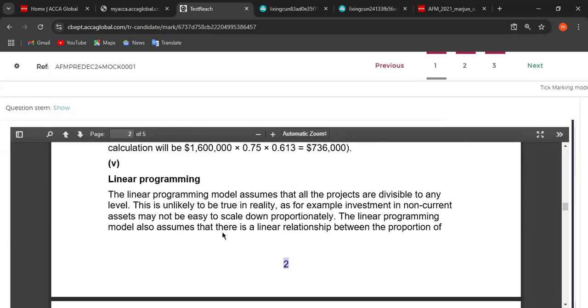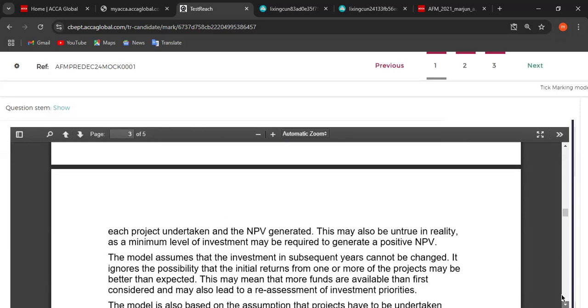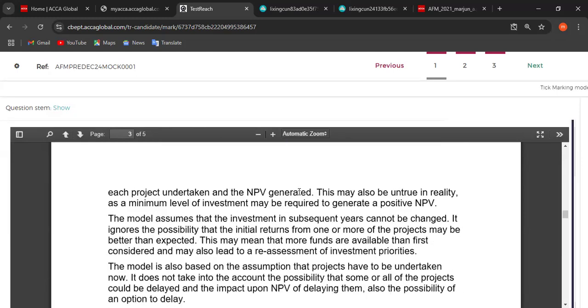So if the projects are divisible, it means that, for example, in the first project, I put the 5,000, and in the second project, instead of putting the 5,000, I put whatever funds I have. I have divided that. This is known as divisible. But this is unlikely to be true in reality. For example, investments in non-current assets may not be easy to scale down. The linear programming model assumes that there is a linear relationship between the proportion of each project undertaken and the NPV generated.